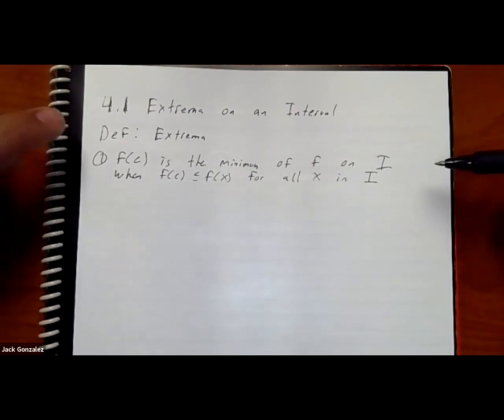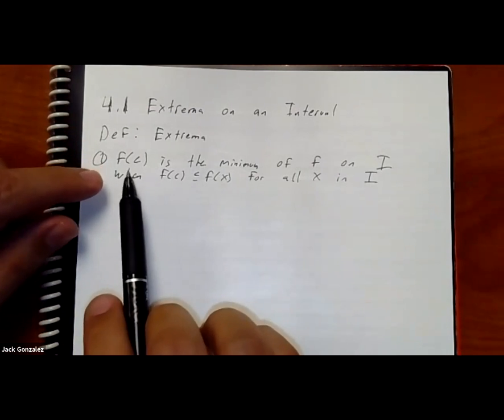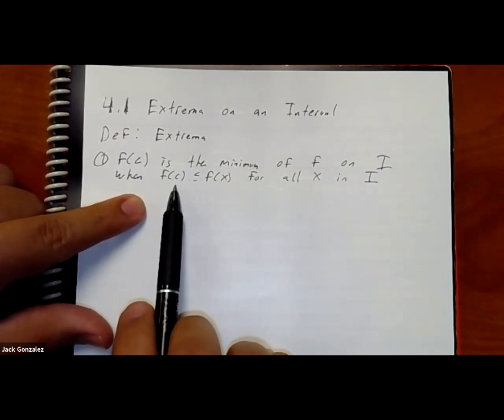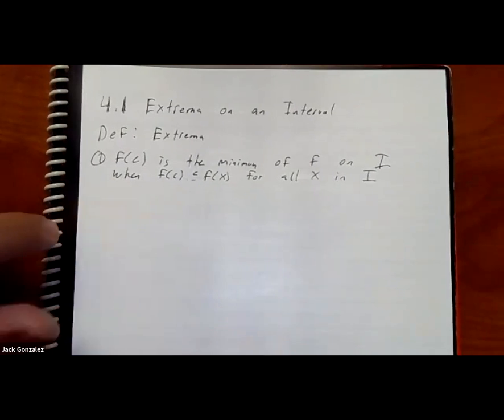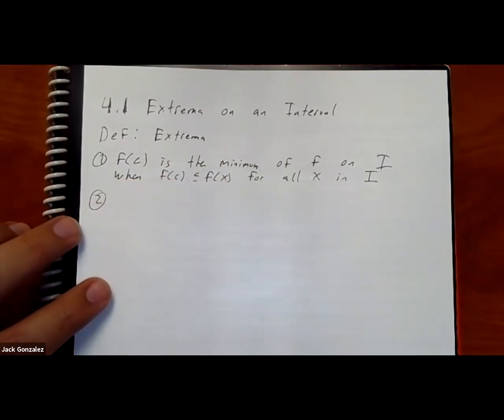So basically, in plain English, it's just saying for all x, the specific point c, when I plug it in, is smaller than all the x's I could ever plug in. So that's the definition of minimum, a minimum extrema.